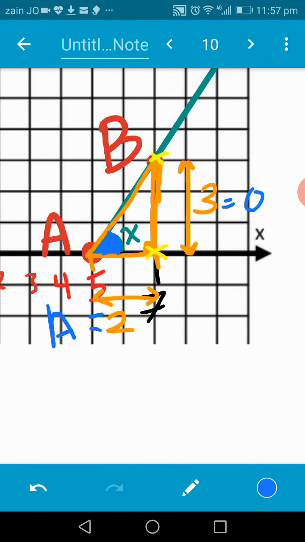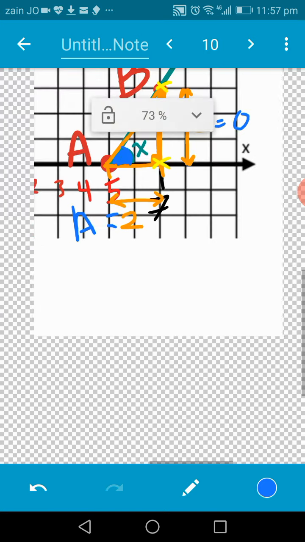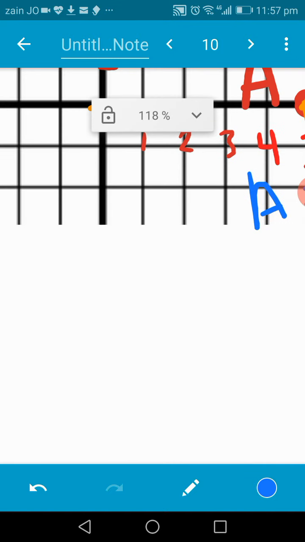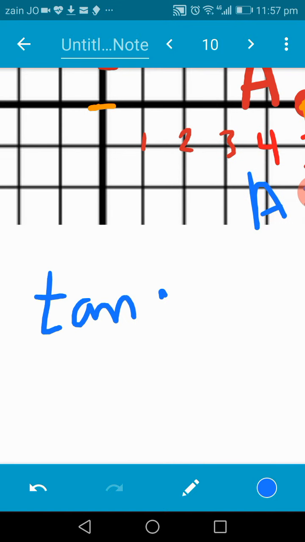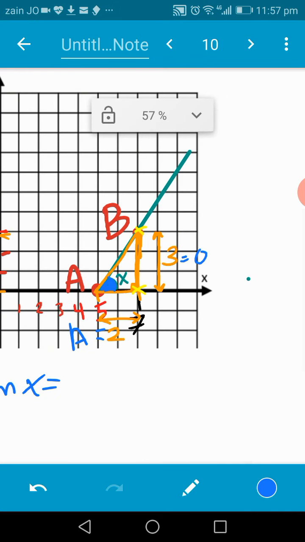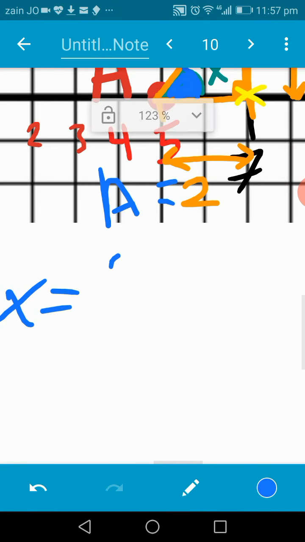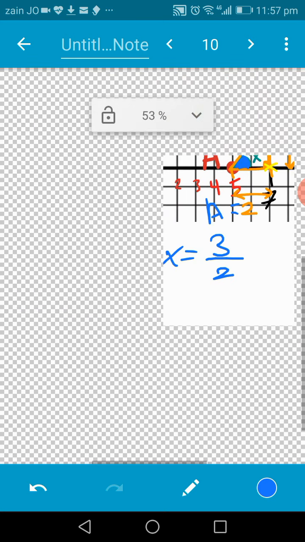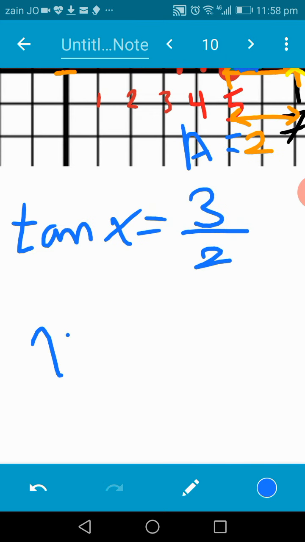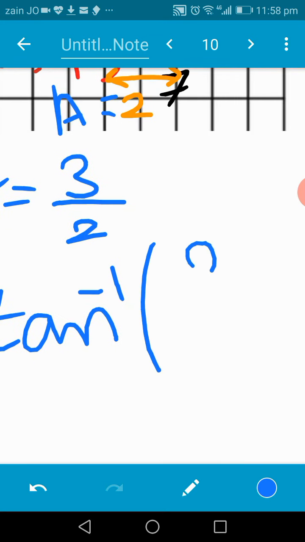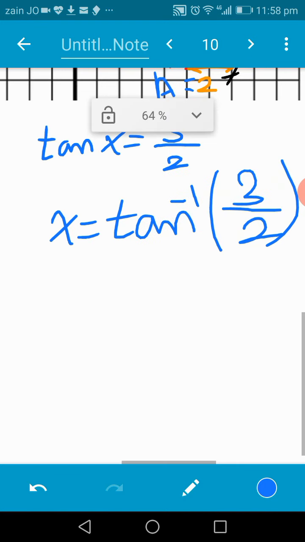So which function do you have to use to find x now? If the opposite is given, the adjacent is given, to find x you have to use tan, right? Tan x equals opposite over adjacent. The opposite is 3, the adjacent is 2, so 3 over 2. And to find x, you have to use inverse. So x equals tan inverse of 3 over 2. Now use your calculator. Don't forget to press shift tan to get the inverse. Then write 3 over 2.